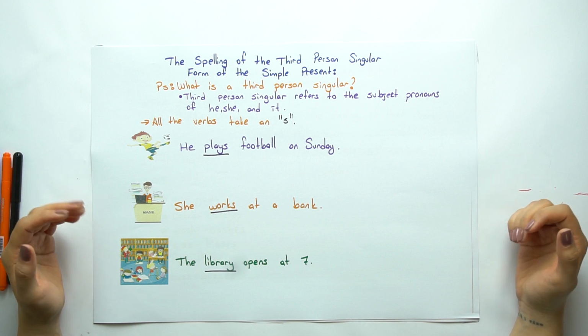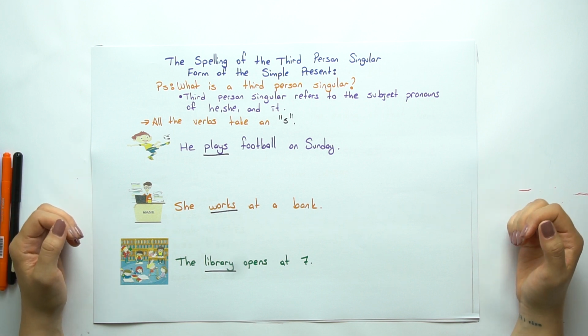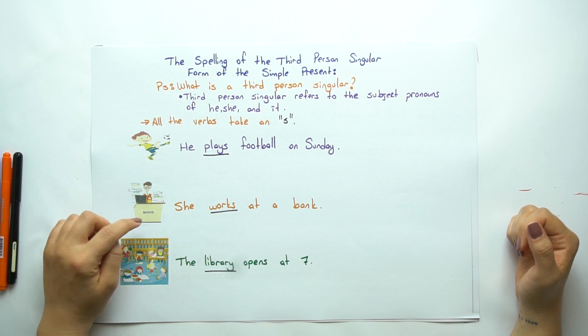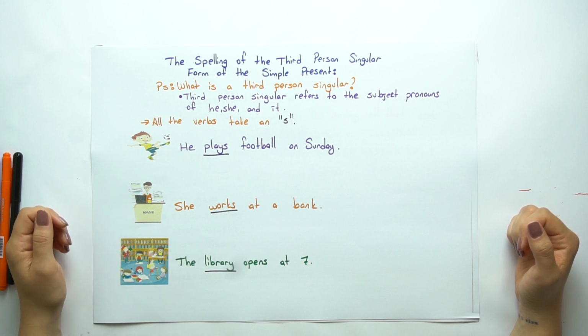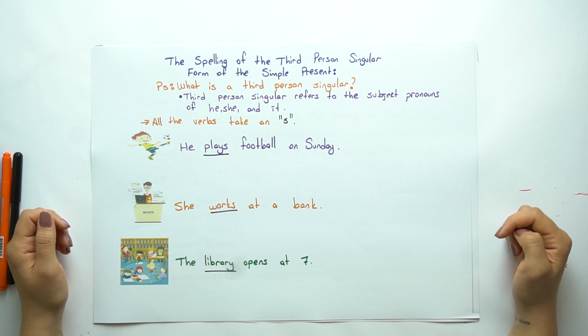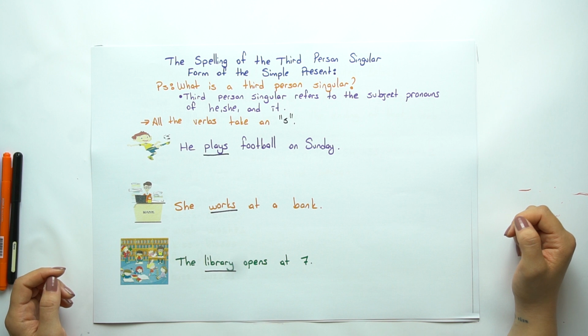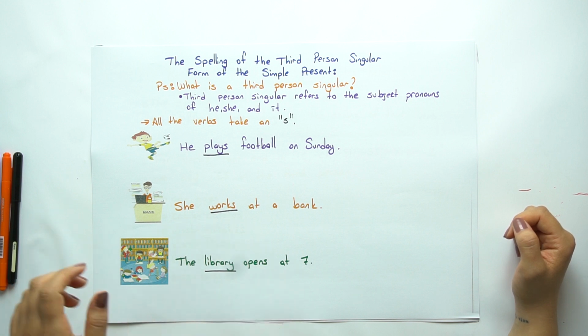So we say I play, you play, they play. But with he subject pronoun, we use plays. We say he plays. Second one is she works at a bank. We don't say she work, okay? This is a rule about the third person singular. And last one is the library opens at 7. Since library refers to its subject pronoun, we use opens, all right?